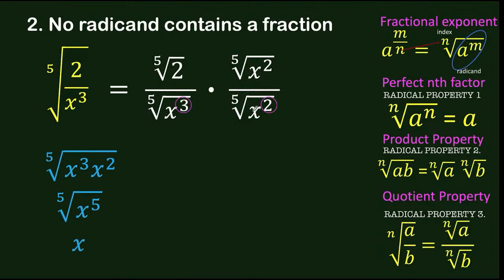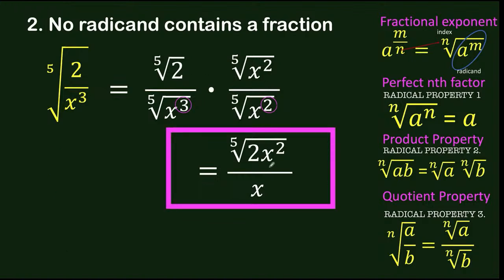So, simplifying now, multiply the numerators to arrive at this, multiply the denominators to arrive at this. In the numerator, we apply this product property. They have the same indices. We write them as one radical and we multiply the radicands a and b, so multiply 2 times x squared to get 2x squared. This is now our simplest form given this radical expression. Notice that the denominator now does not contain a radical.